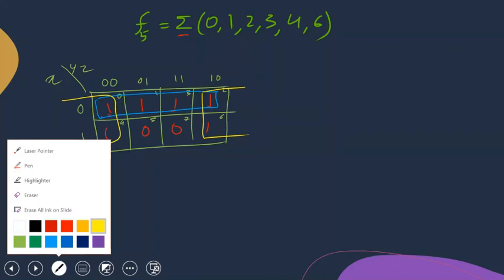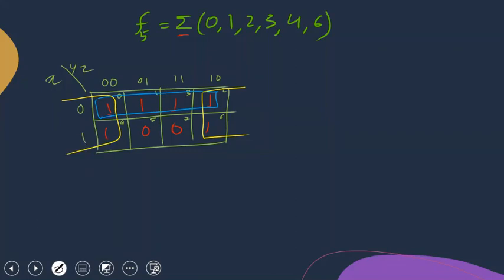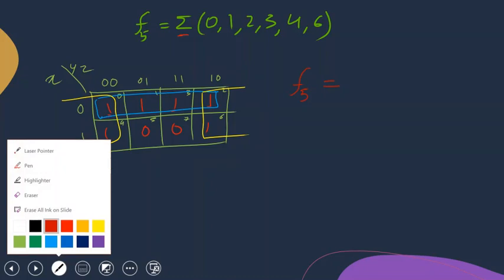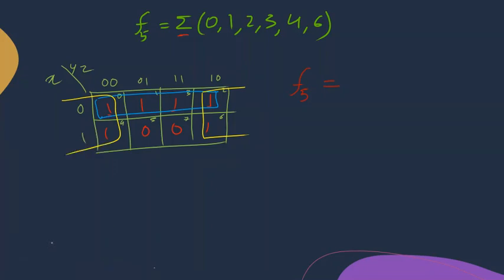Now we will try to name the function. Minimized function f5 is equal to, what is the first box? What does the blue box represent? Here you see x is not changing and its value is 0. That means x complement, or x bar. For yz, both y and z are changing for this blue box. Only x is common and its value was 0. So I have placed here x bar, plus.